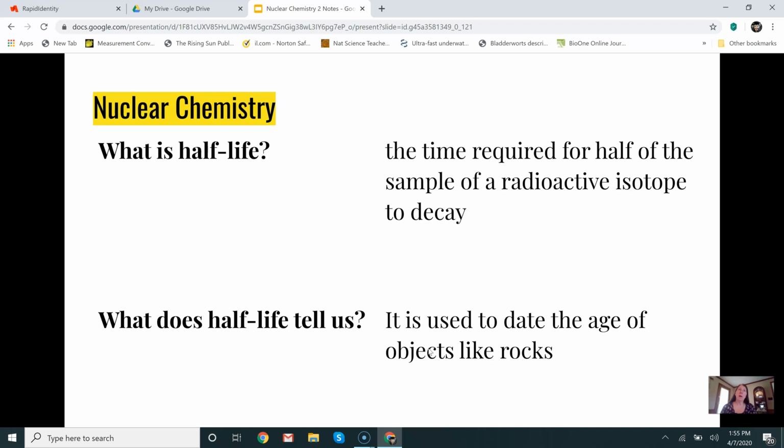Carbon-14, we can use it when we are dating organic material because we can look at the ratio of carbon-14 versus carbon-12. When we are looking at things like rocks, we're going to look at potassium versus argon, or we're going to look at uranium versus lead ratios. Okay, so that will tell us how long it's been there, because how much of it has broken down.